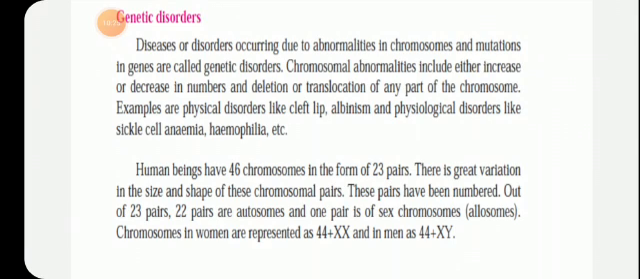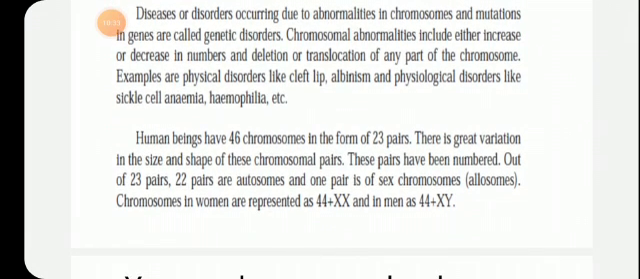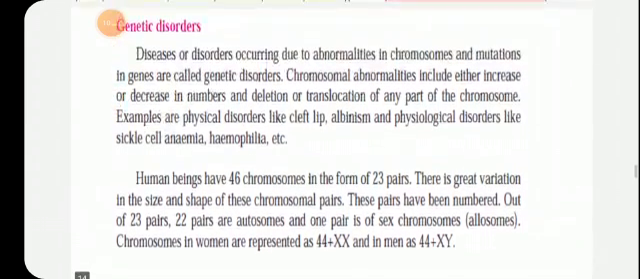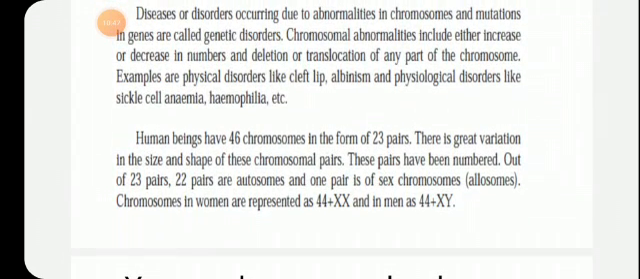But in some of the cases, 22 will be the autosomes, means they will be common, but the last pair, that is the 23rd pair, is called the sex chromosome, which is the allosomes. So that may show certain variation, that may be less, that may be more, so that if there is any problem in that sex chromosome, it will cause a disease. So that we are going to study in detail.